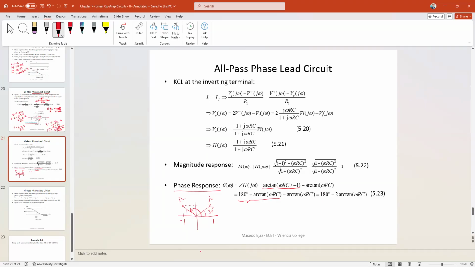So how are you going to get 150 degrees? You're going to take 180 degrees and subtract this angle, 30 degrees, which is arctan of omega RC. And that's why you see 180 degrees minus arctan of omega RC, which is your required angle. In this case, let's say it is 150 degrees. And then negative arctan of omega RC, which is the phase of the denominator. So your total phase is 180 minus 2 times arctan of omega RC.